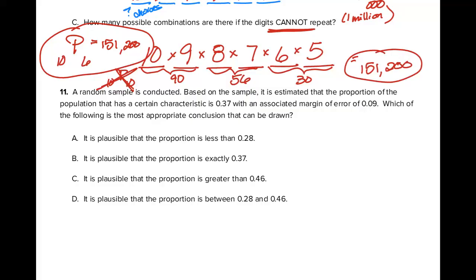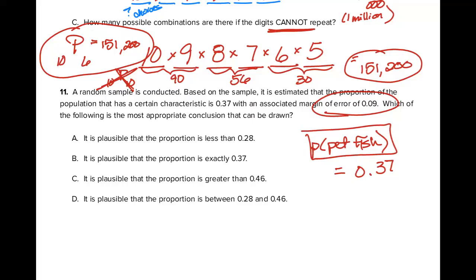Number 11. A random sample is conducted. Based on the sample, it's estimated the proportion of the population that has a certain characteristic is 0.37. Let's say it's maybe the probability that people have a pet fish. Maybe a third of people do. And that is 0.37. But we have only talked with the sample. We are going to put it out for the whole population, but we have a margin of error of 0.09. And yes, I just made this up.